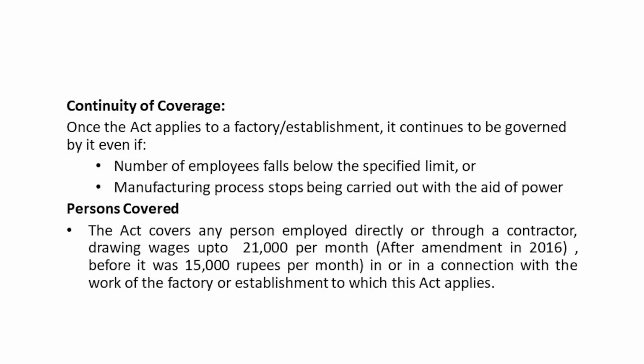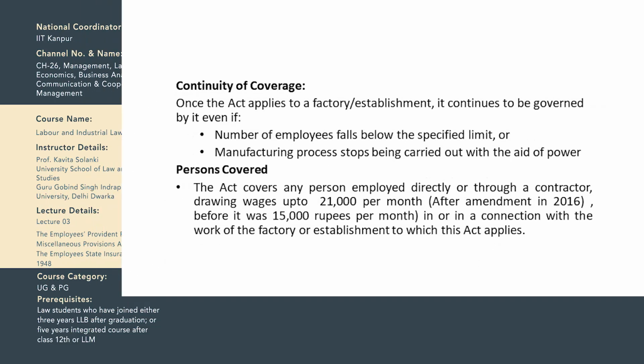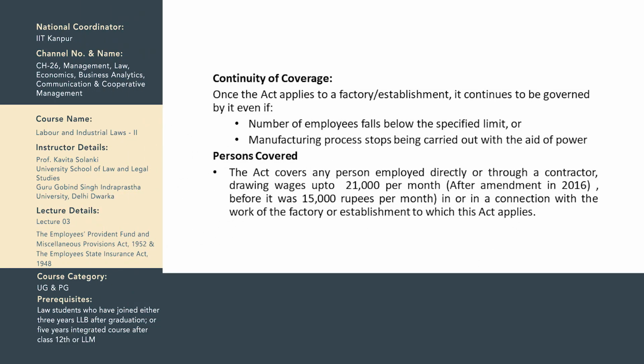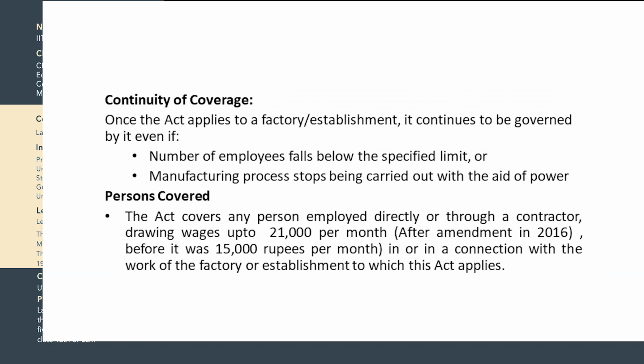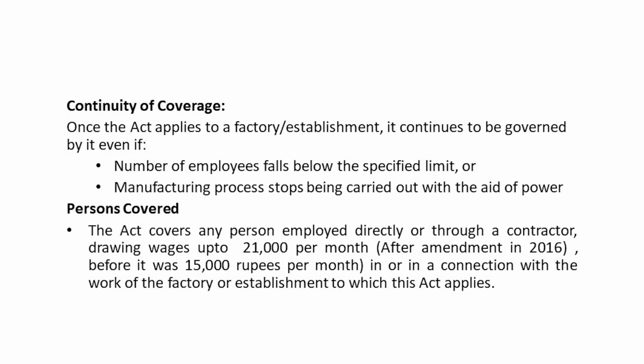When we see the persons covered, this act covers any person who has been employed directly or through a contractor, and who is drawing wages up to 21,000 per month, after the amendment in 2016. Earlier it was up to 15,000 per month. This applies in connection with the work of the factory or the establishment to which this act applies. So these persons can be covered under this act.